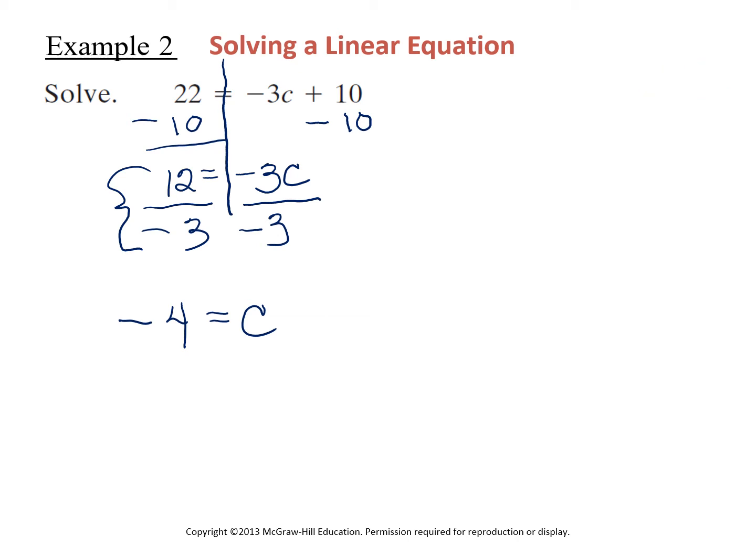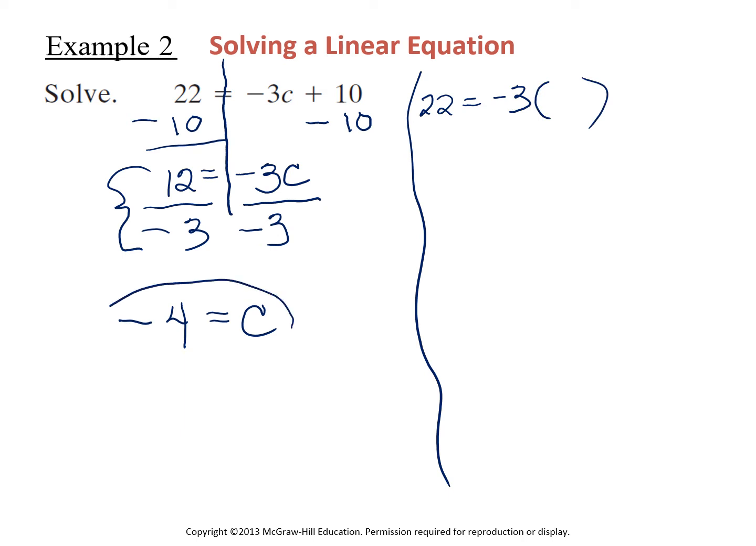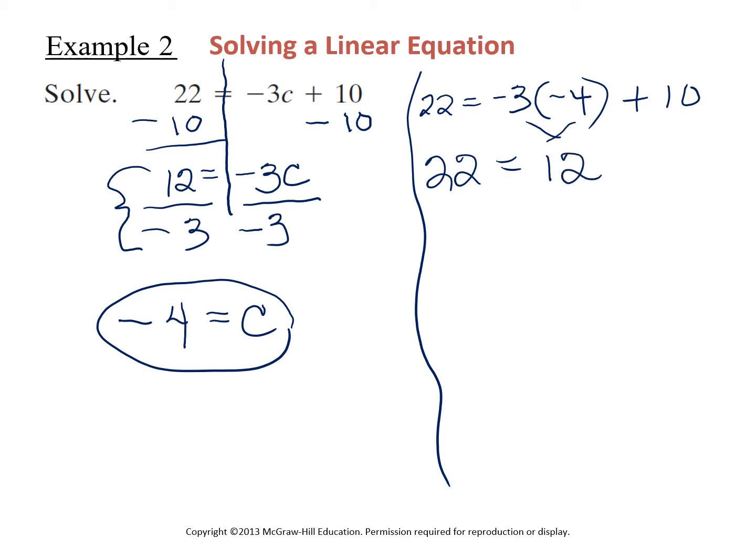And I'm going to check my solution by plugging it back into the equation. So 22 equals negative 3 times c, which is negative 4, plus 10. Negative 3 times negative 4 is 12, and 12 plus 10 is 22, so it balances.